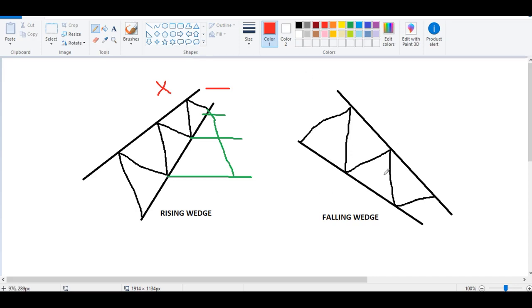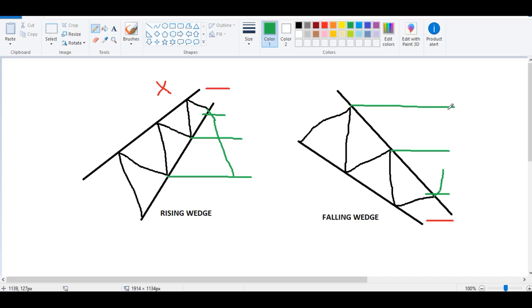Let's come to the falling wedge now. In a falling wedge, you will see price move down like this in this format. So when we play the breakout, we will buy it on the breakout towards the upside. Stop loss can be the lower end of the wedge, and my targets will simply be the next swing highs, the first swing high and the second swing high.